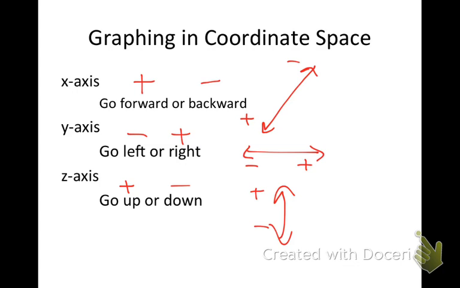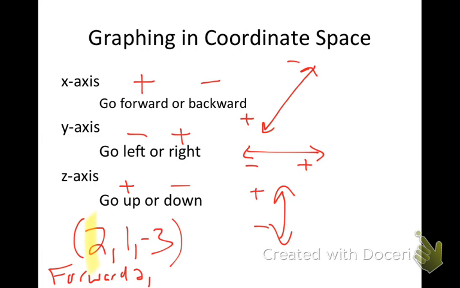So I can describe where these points are located by forward or backward, left or right, up or down. For instance, let's say I give you the point 2, 1, negative 3. First, I look at my x-coordinate, 2. Would I go forward or backward 2? I would go forward 2. It's positive, right? Then I look at 1, left or right. I'm going to go right 1. And then I look at negative 3, up or down? Down 3. So that's the way I can describe where that point is located: forward 2, right 1, down 3.